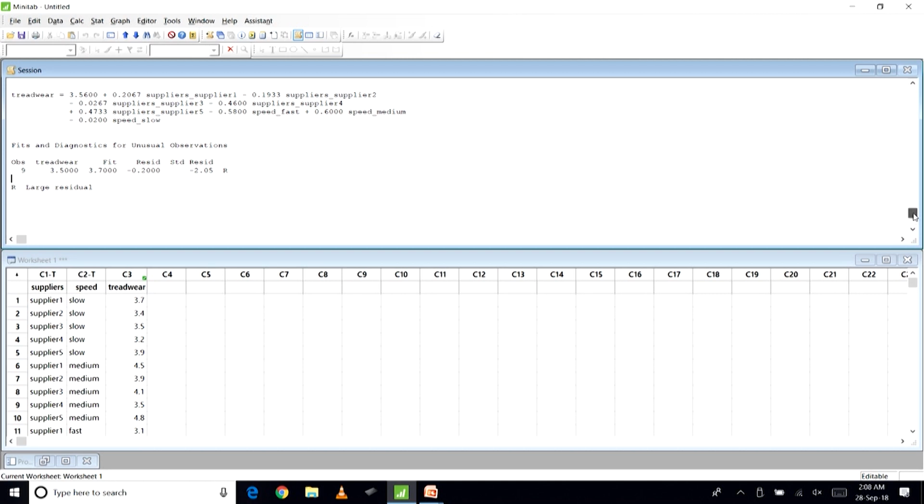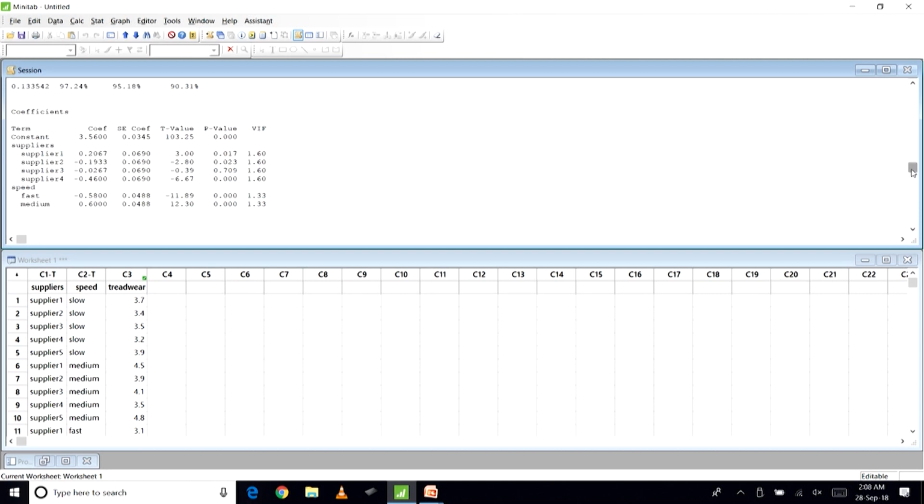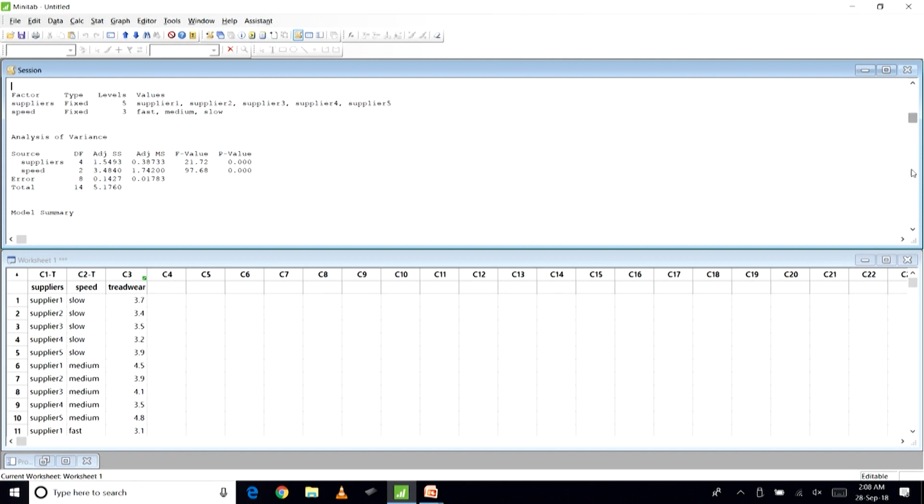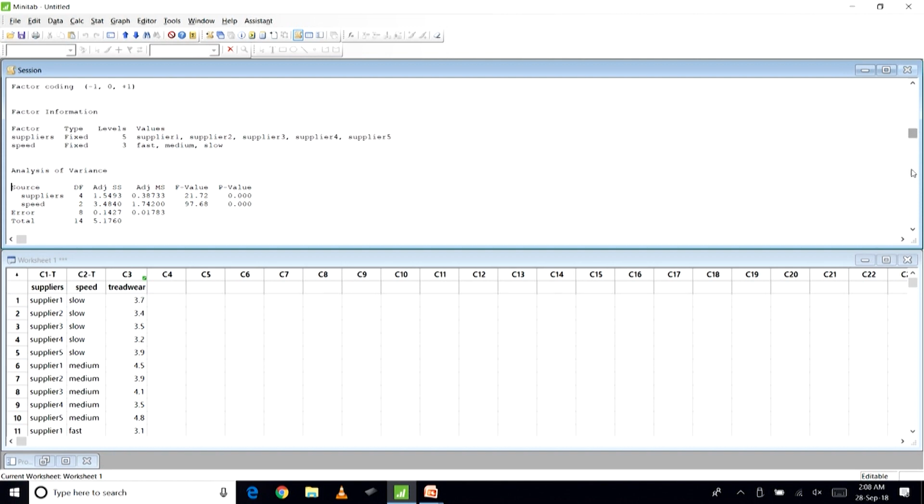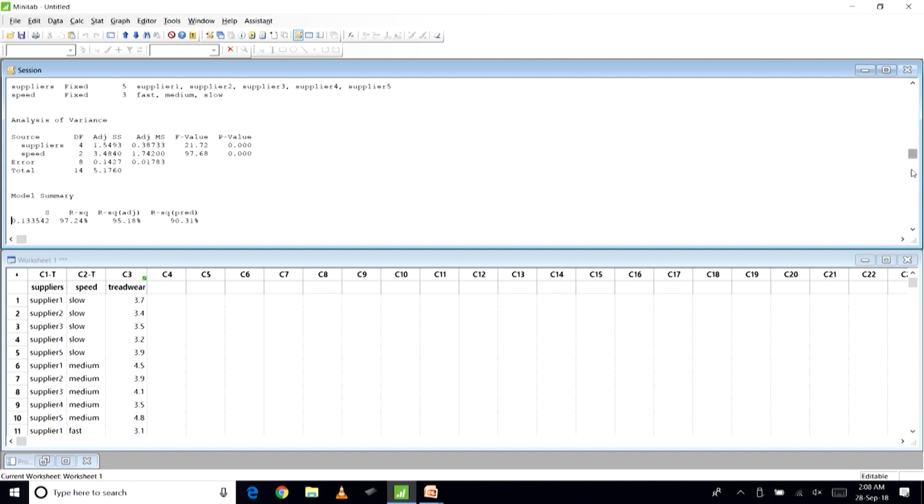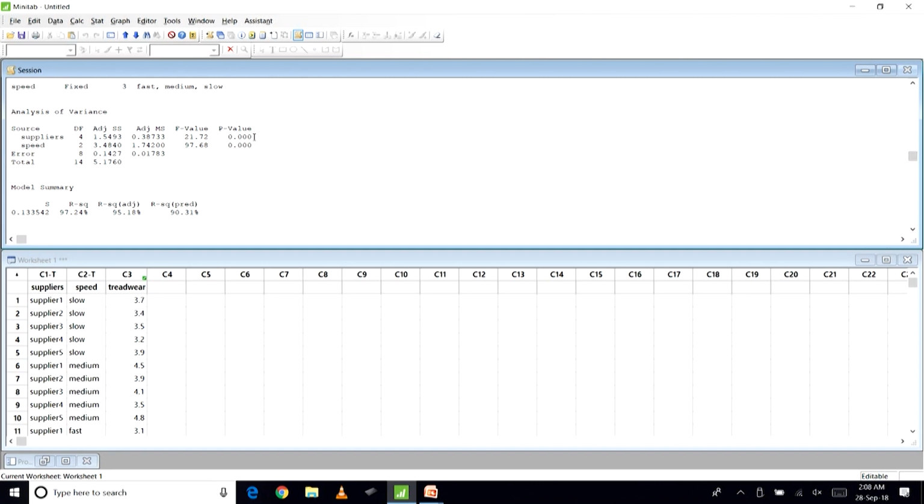So, this is the output. We will look at this ANOVA table first. Just look at this. For supplier the p value is 0, for speed also 0. So, we will reject the null hypothesis because these two p values are less than alpha, for supplier as well as for speed, and these are the F values.